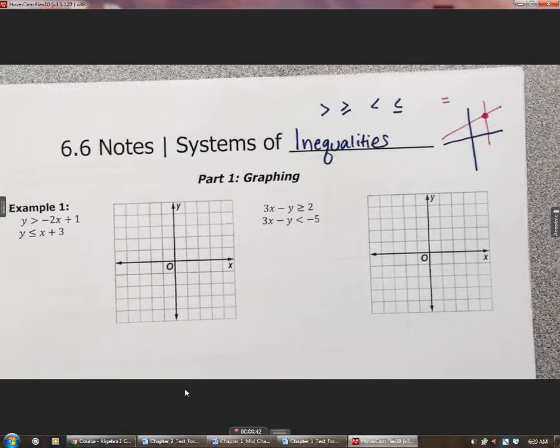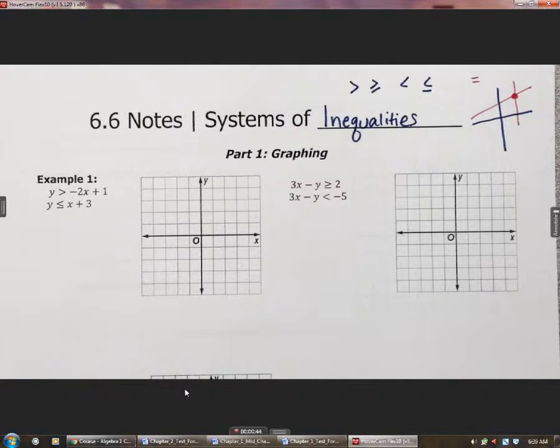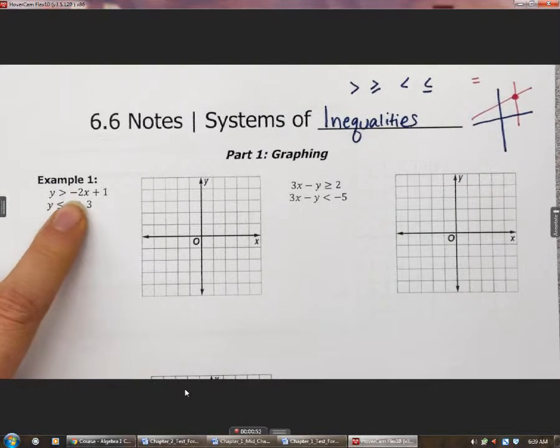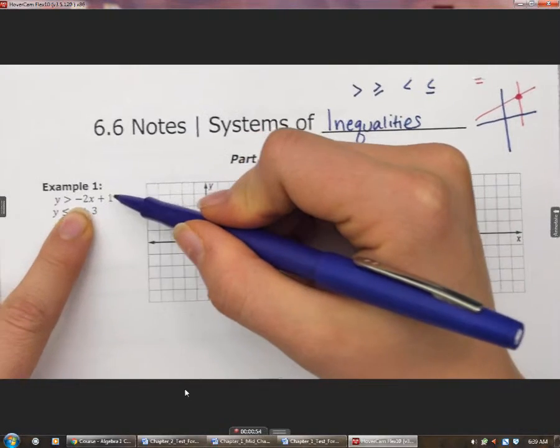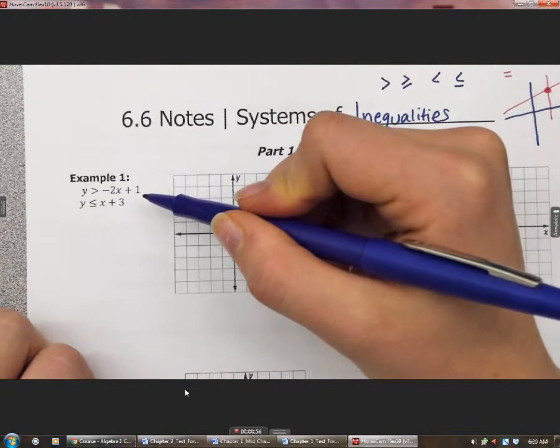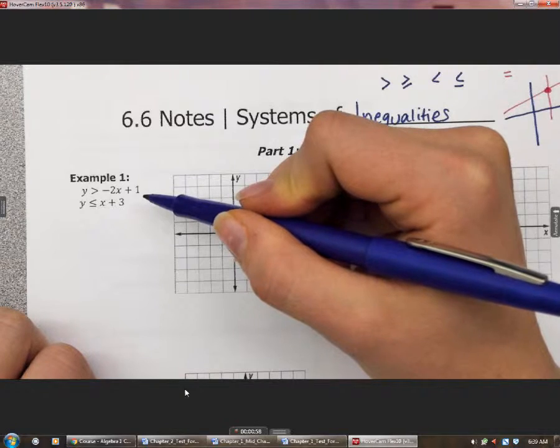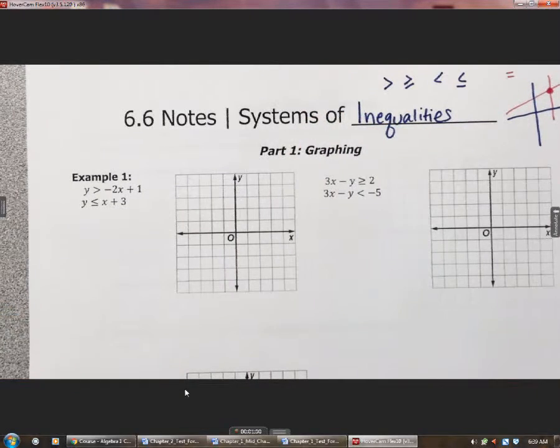So the first part is just the graphing. We did this before where you just graphed one, but now we're graphing two. That's why it's a system. There's more than one. For this first one, you just want to focus on the first equation. Y is greater than -2x plus 1. I'll give you a minute to copy those two equations down and make yourself a little chart.